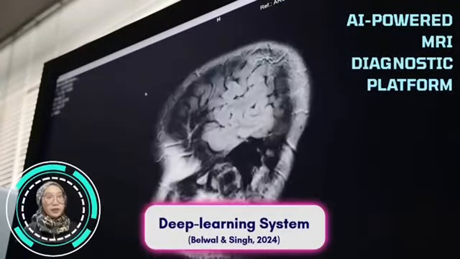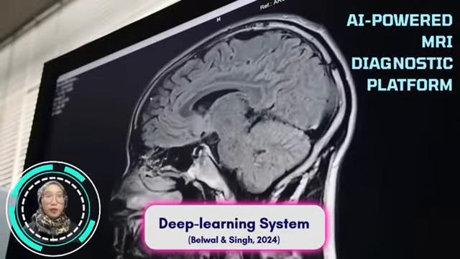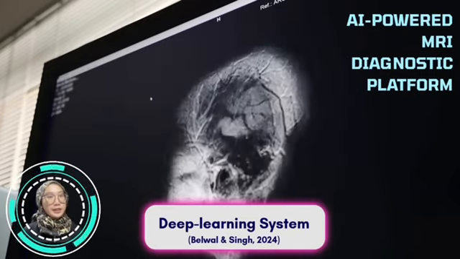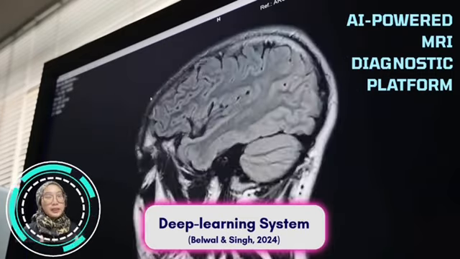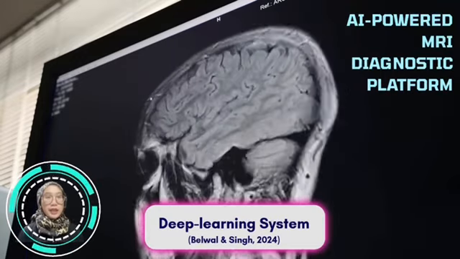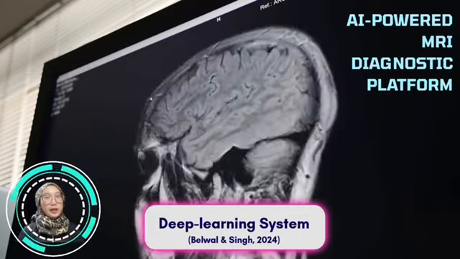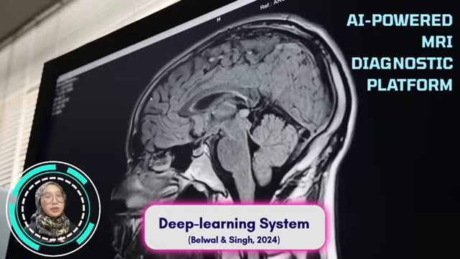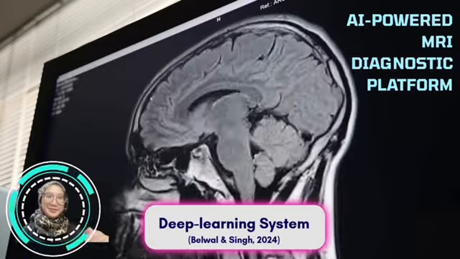Wondering what our innovative solutions are? At the core of our technology is our AI-powered MRI diagnostic platform, a deep learning system designed to automatically detect, segment, and classify early multiple sclerosis lesions in brain and spinal cord MRI scans. This system is built not only to accelerate interpretation but to elevate diagnostic accuracy from the very first scan.